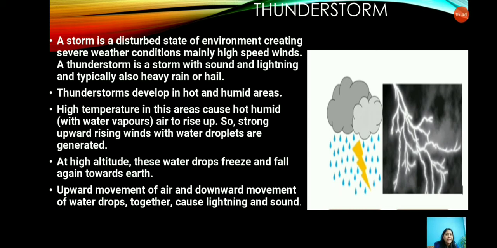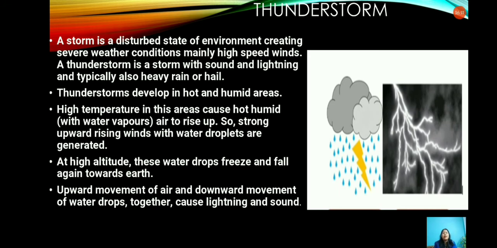So what it is saying is that high temperature in these areas causes hot humid air to rise up. Due to the tremendous heat, what happens? The land gets heated and the air rises up. The air which rises up contains along with it the water droplets. Now these water droplets, what happens? At high altitude, this water drop freezes and falls again towards the earth.